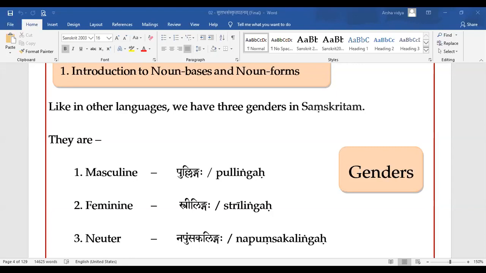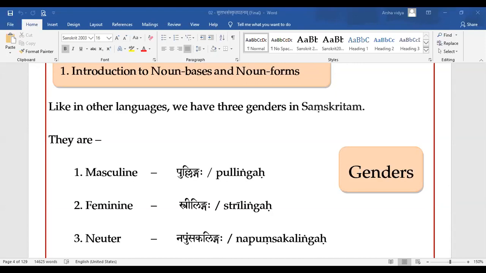What is the gender of the word hair? Neuter, in English, I'm asking. What is the gender of the word table? Neuter. Okay.